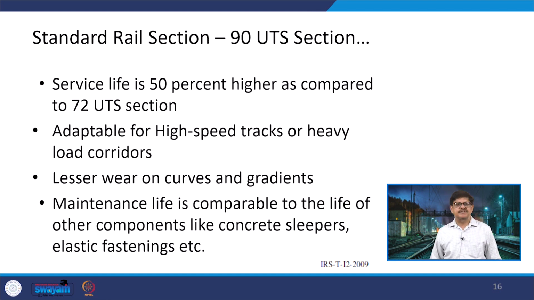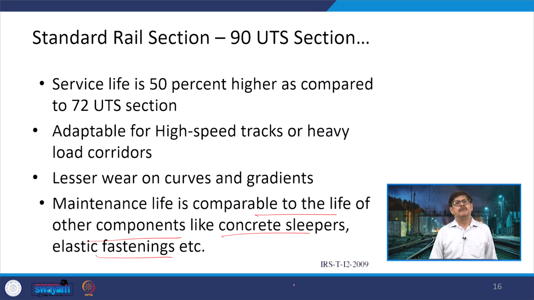The service life is 50% higher as compared to the 72 UTS section. And as it is higher, it becomes comparable to the life of the other components like concrete sleepers, elastic fastening, etc. That means the requirement of changing the rail before the sleepers have been changed is not there. They can be replaced together, and the overall renewal of the track can be taken up together. So, this reduces the maintenance efforts which otherwise would be required.